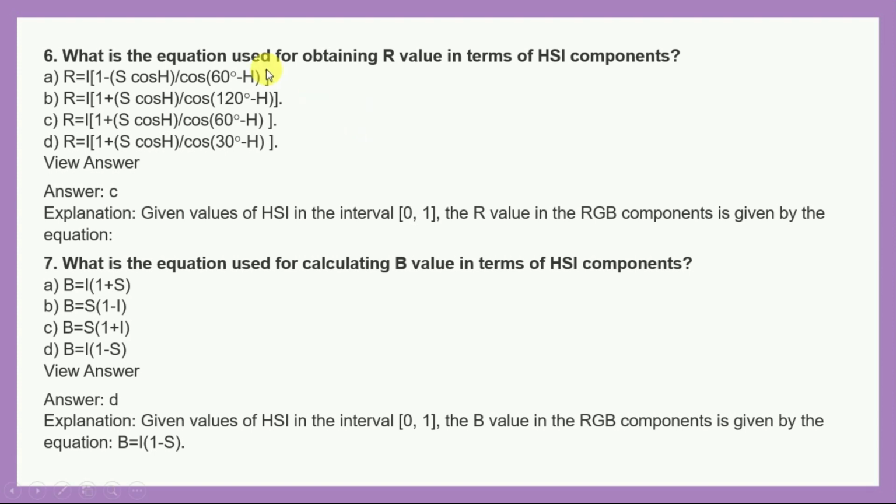Now what is the equation used to obtain the R value in terms of HSI components? So answer is option C. We can easily see over the screen, answer C. And the next question, what is the equation used for calculating the B value in terms of HSI components? So answer is option D, that is B is equal to I multiplied by 1 minus S, where I is the intensity.